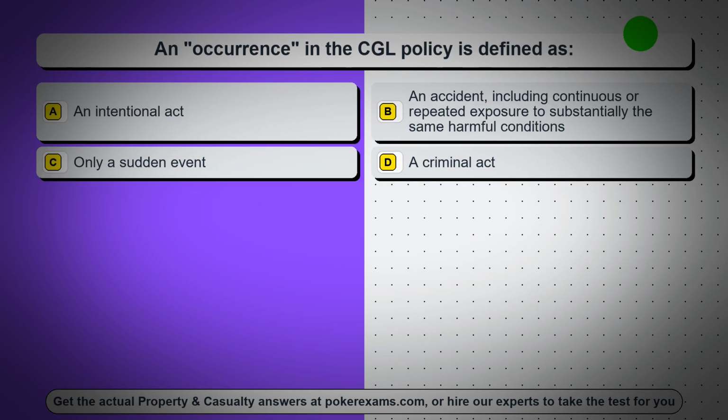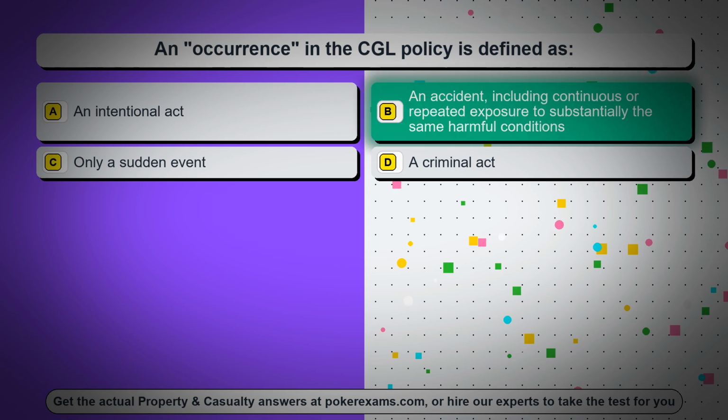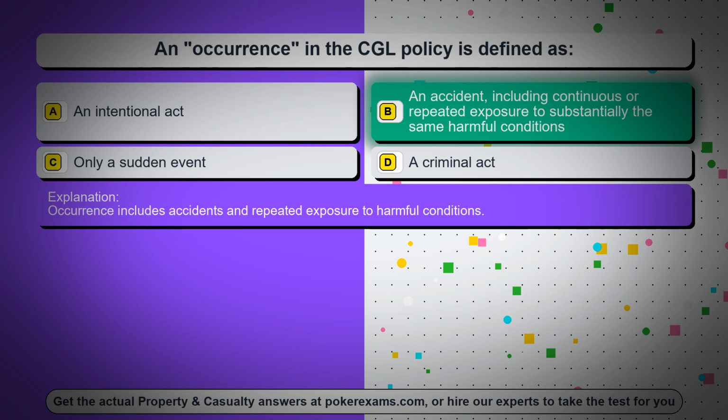Question 52. An occurrence in the CGL policy is defined as, option A, an intentional act, option B, an accident, including continuous or repeated exposure to substantially the same harmful conditions, option C, only a sudden event, option D, a criminal act. The correct answer is option B, an accident, including continuous or repeated exposure to substantially the same harmful conditions. Occurrence includes accidents and repeated exposure to harmful conditions.